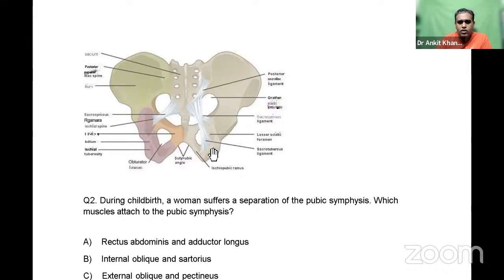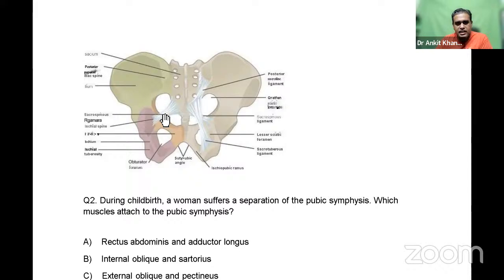And here you have what? This is your ischial tuberosity, where the hamstrings are attached. This is the sacrotuberous ligament. So in a way, this ligament is supporting the sacrum. Obviously it will do so on both sides, so it is indirectly supporting the sacroiliac joint as well.